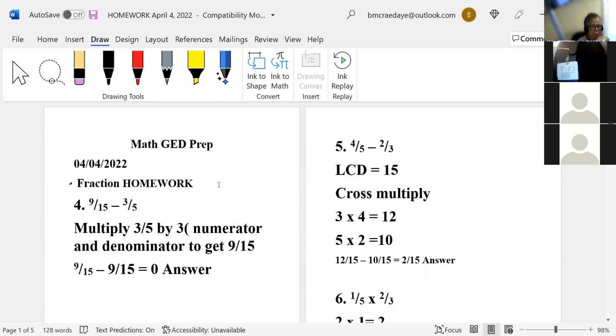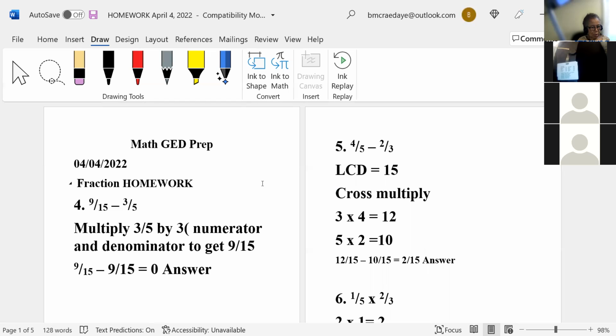9/15 minus 3/5, Maureen. Can you subtract that as it is? This is subtraction. Can you subtract 9/15 minus 3/5? You can't subtract or add unless the denominators are the same. Remember? And these denominators are different, they're 15 and 5. So, Mercedes, tell her what you have to do.